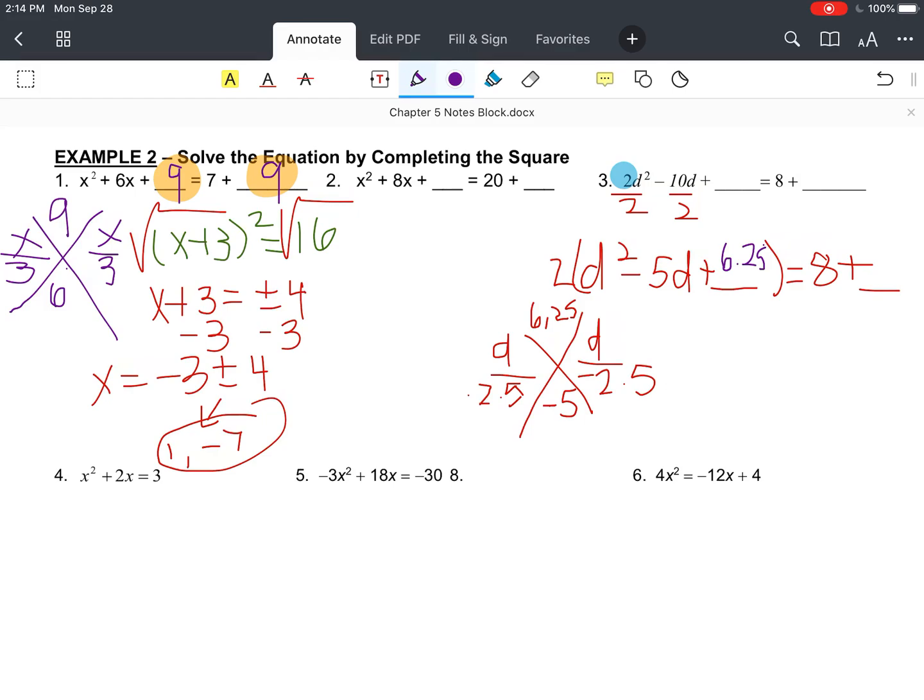But really it's not just 6.25. It's going to be 2 times 6.25 on my other side because I still have that 2 out in front. So I'm going to do 6.25 times 2, and that's 12.5. So that's going to be what's on my right. Now continuing to solve, I'm going to have this 2 out in front, and then my perfect square trinomial is going to be d minus 2.5 quantity squared equals 12.5 plus 8 is 20.5.